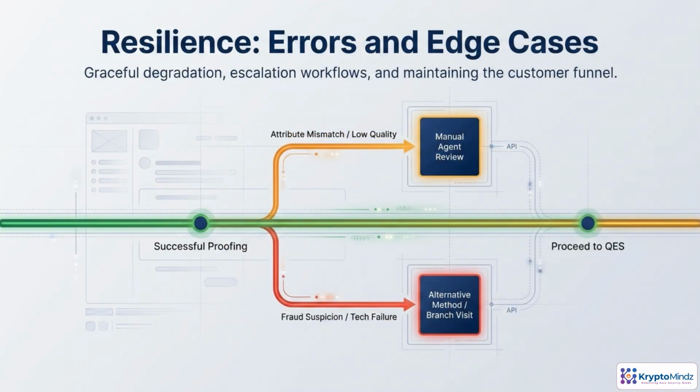Resilient identity proofing assumes that things will go wrong. Cameras fail, documents are blurry, attributes don't match, or fraud engines flag risk. Good architecture classifies these outcomes and routes them. Low confidence but not clearly fraudulent cases move to manual review. High risk or technical failures trigger alternative methods, such as in-branch proofing. Throughout, clear error codes, correlation IDs, and user-friendly messaging keep investigations traceable while preserving a safe, accessible customer journey.